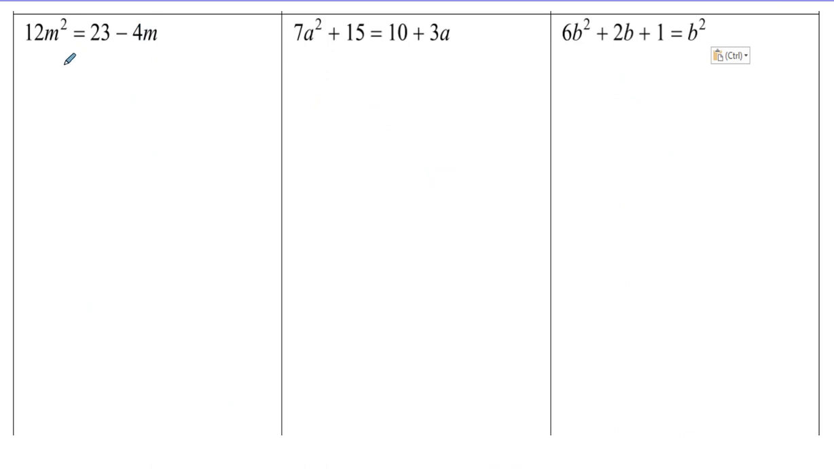All right, I'm going to add this 4m and subtract this 23 to one side, right? Because we want everything on the left. So minus 23 plus 4m. You know it's coming. Alright, so this is going to give me 12m squared, I have a plus 4m and a minus 23. This is all equal to 0.